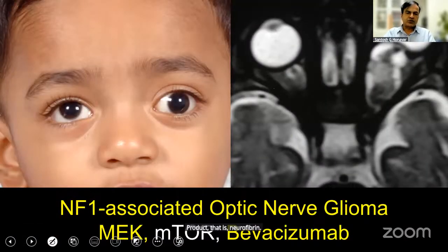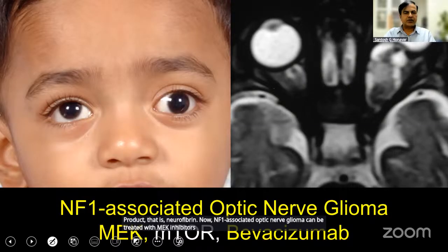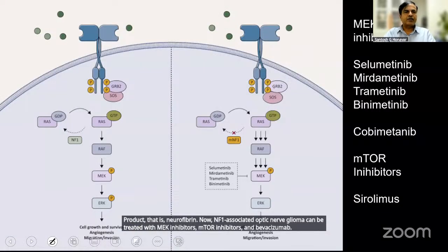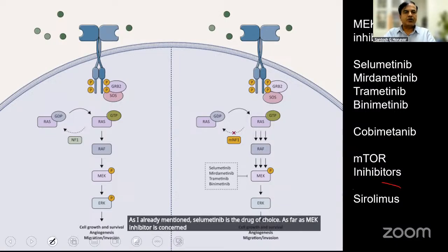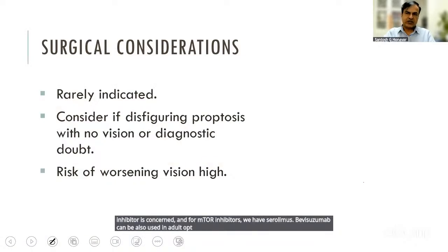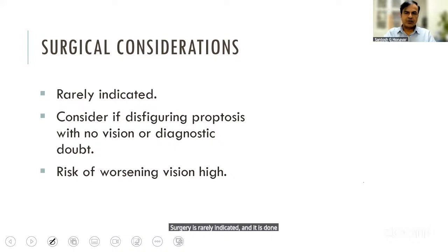Now, NF1 associated optic nerve glioma can be treated with MEK inhibitors, mTOR inhibitors, and bevacizumab. As I already mentioned, selumetinib is the drug of choice as far as a MEK inhibitor is concerned, and for mTOR inhibitors, we have sirolimus. Bevacizumab can also be used in adult optic nerve glioma, as I mentioned. Surgery is rarely indicated and it is done in disfiguring proptosis. Risk of vision loss obviously is there.